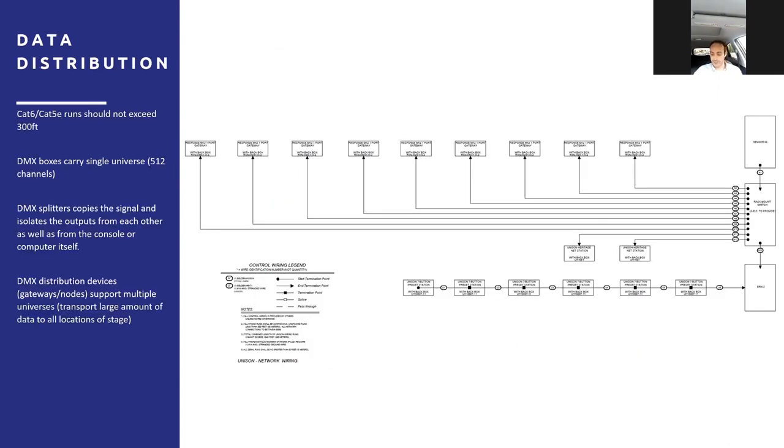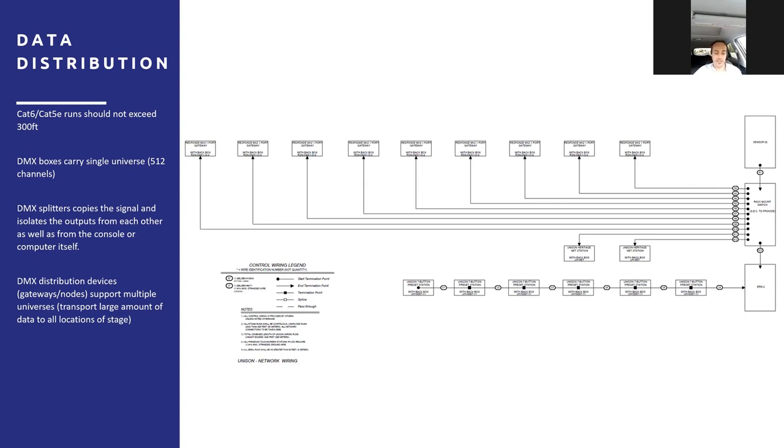We move on to the next screen, and this is just an up close on data distribution. One key point is typically Cat 6, Cat 5e runs should not exceed 300 feet. You're seeing something here, which is interesting. Each connection is a home run. That is important because if we start daisy chaining some of these runs, we could easily exceed 300 feet to the termination points. And that is a problem because those DMX signals are going to start to fade out, and we're going to start losing connectivity. So in certain cases, we recommend DMX splitters, which allow these home runs to occur and not exceed 300 feet.